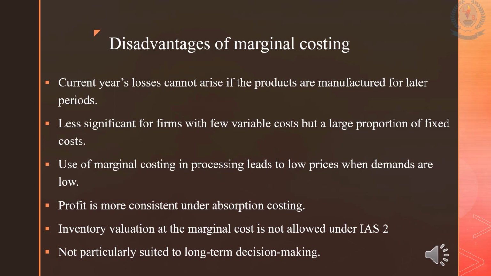According to IAS 2 Inventories, marginal costing is not accepted. This is because the total cost of production is not considered when valuing the inventories. Marginal costing is appropriate for short-term decision making, not for long-term decision making. This is because all the costs need to be considered for long-term decision making.